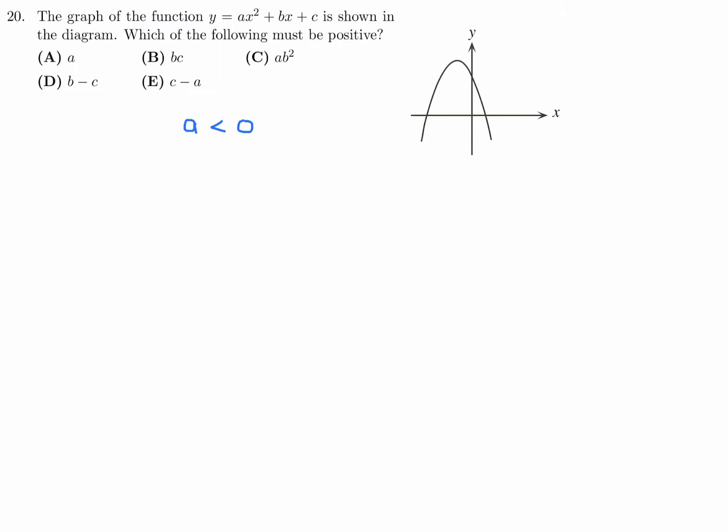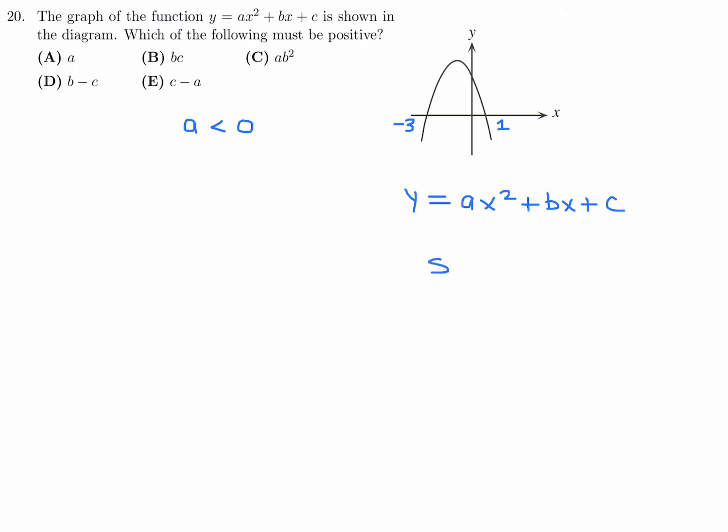I don't know. Well, we are not given any specific values for the roots. But we can see from this graph that this root right here is positive. Let's just say it's 1. I don't know what it is, but it's a positive number. This root here is obviously negative. So let's just say it's negative 3. All right?